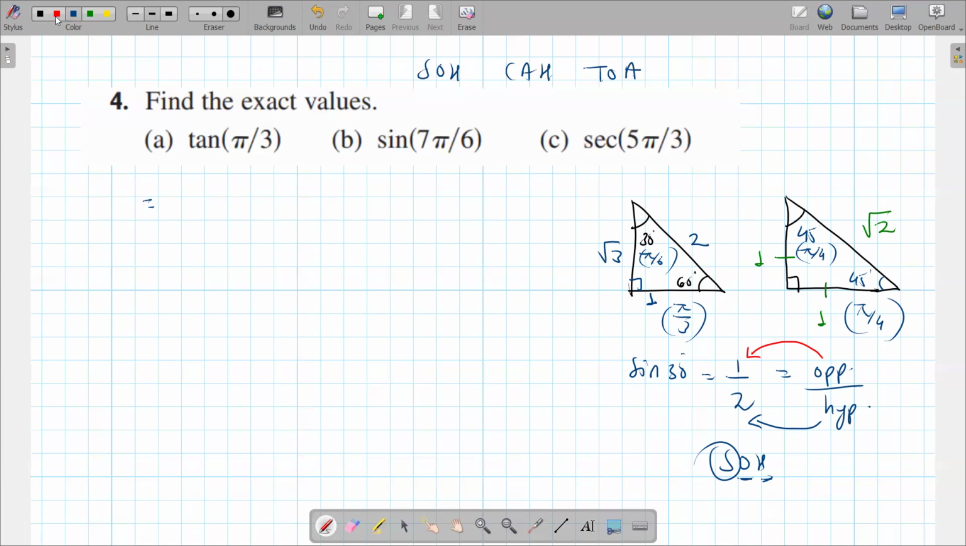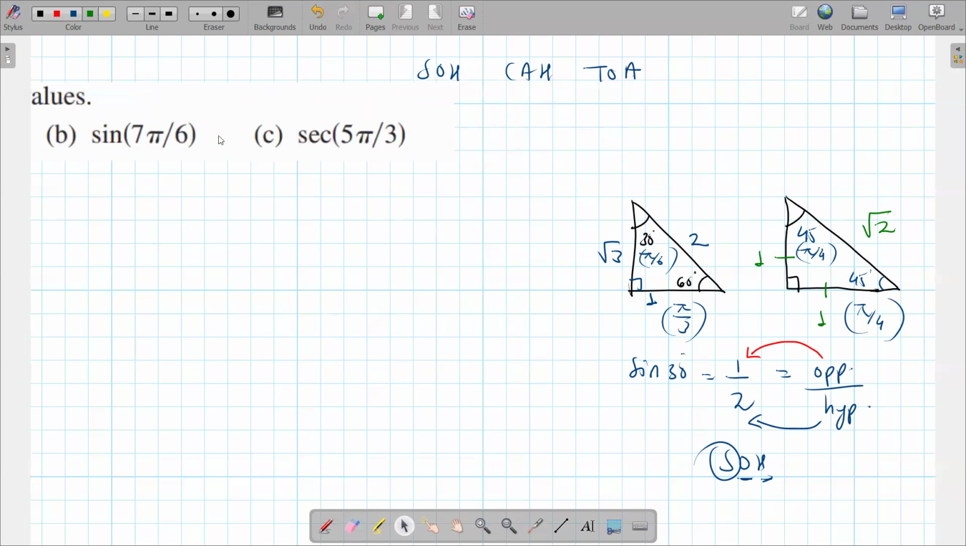Pi over 3 is here, right? We're looking for tan, which is going to be the opposite over the adjacent. So this is our reference angle. The opposite is root 3, right? Divided by the adjacent, which is 1. So tan pi over 3 is simply root 3. Done. So that question, not that difficult.